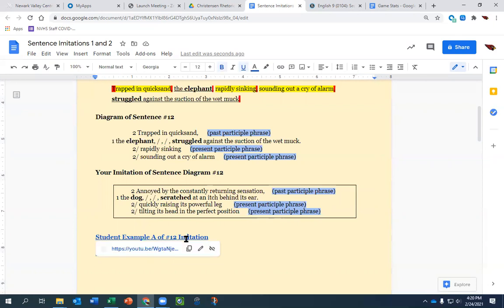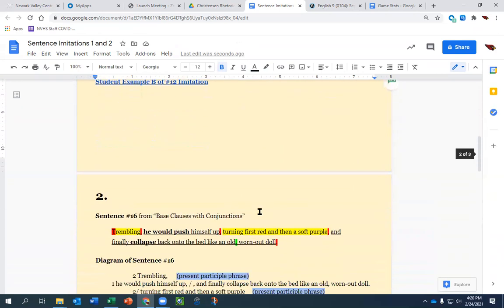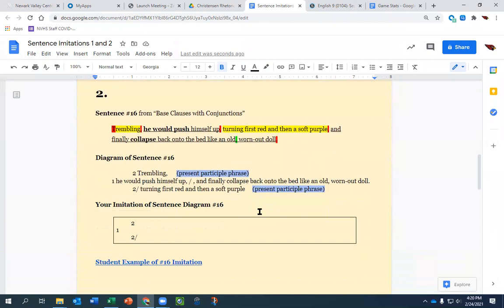This will open up an example in YouTube of a student example. There's actually two of them, so you end up with three examples of number 12. Don't fall in love with them, because then you won't be able to think of anything else. Number 2 is from number 16. It's about he would push himself up and then collapse onto the bed like an old worn out doll. It's got a listy comma in it that you need to imitate.